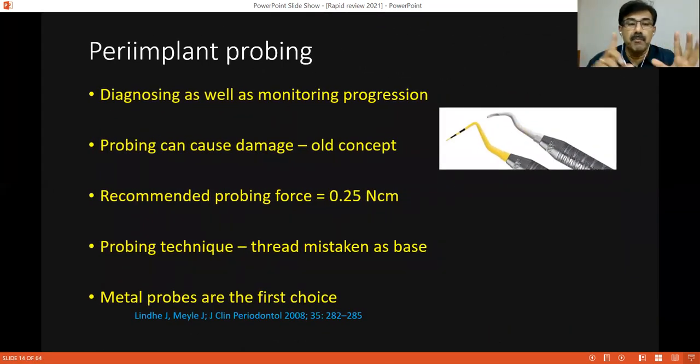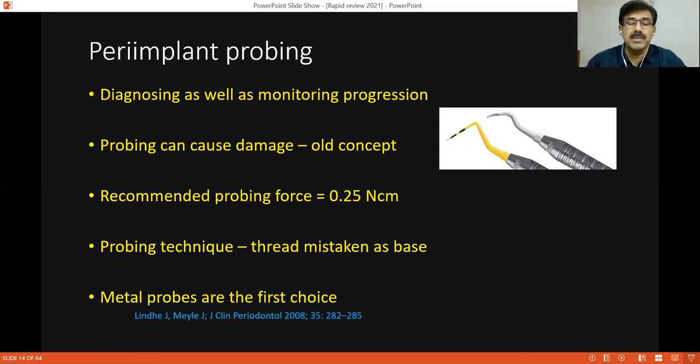Then second is probing. For diagnosis and monitoring periimplant disease, this is a very good method. Previously, probing was supposed to cause damage to the periimplant tissue, but that is not the case now. You can probe with almost the same force by which you probe periodontal tissues, that is, a force of 0.25 Newton centimeter. And the probing technique is the same. You should probe parallel to the long axis of the implant, not parallel to the prosthesis.